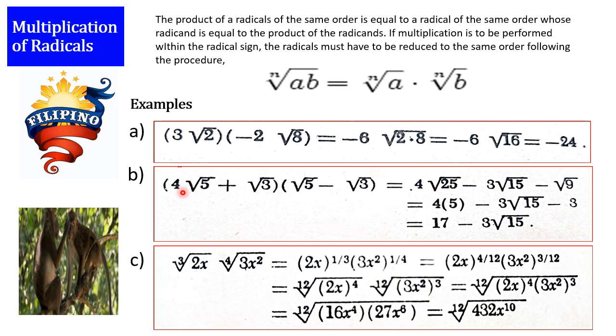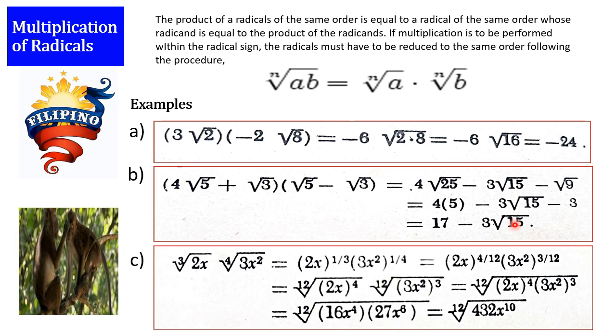Pagkatapos, 4 square root of 5 times square root of 3, that will be 4 square root of 15. Negative. Tapos, square root of 15, positive, therefore, negative 3 square root of 15 kasi 4 minus 1. Okay? Or negative 4 plus 1 para mas define. Pagkatapos, square root of 3 times negative square root of 3, that will be negative square root of 9. Simplifying, 4 times 5 minus 3 square root of 15 minus 3. 4 times 5 is 20, minus 3 will give us 17, and then minus 3 square root of 5.